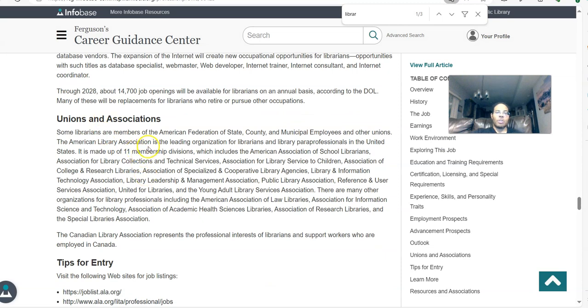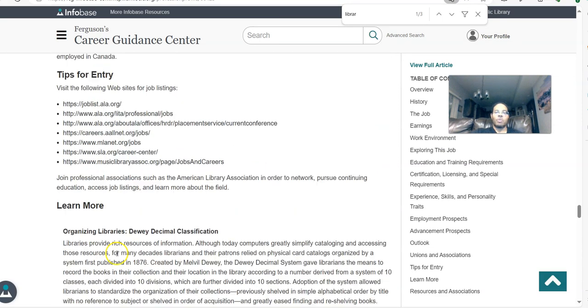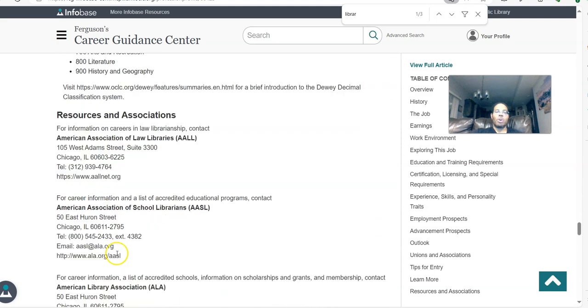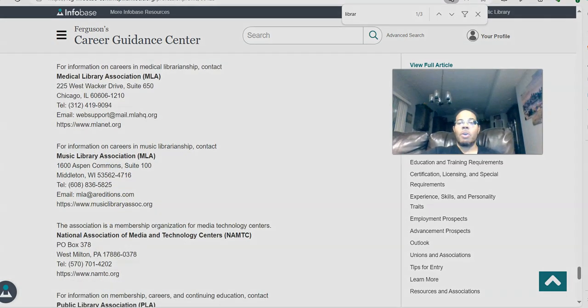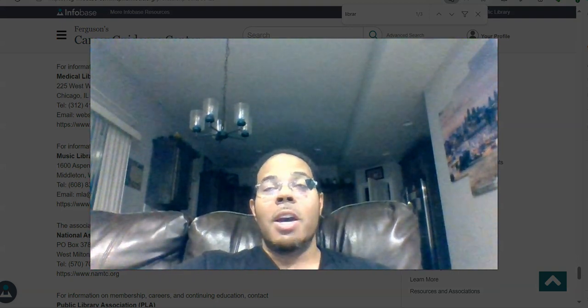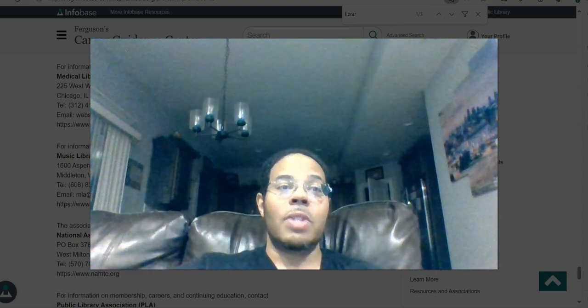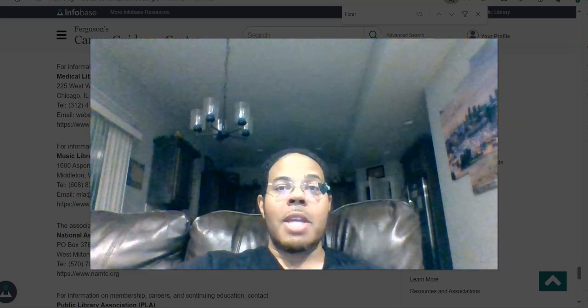Okay, and then you've got unions and associations. There are a lot of library associations, and then tips for entry and learning more. So all of that information can be helpful, and you can get this for an assortment of different jobs within over 1,000 jobs in various industries on this database. Okay, let's go ahead now and go to the Gale database.